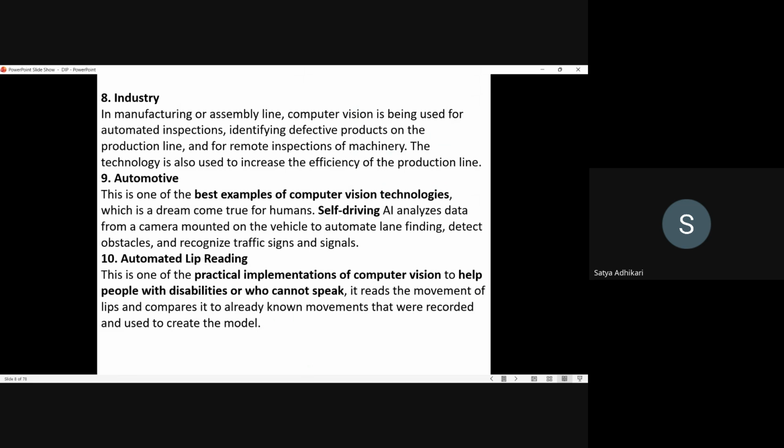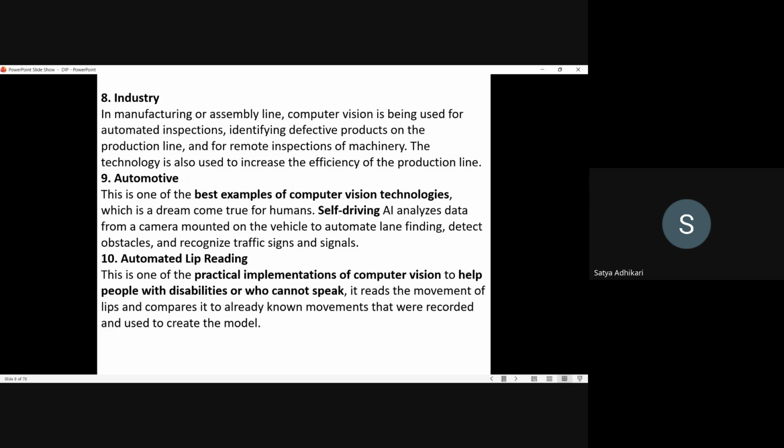Industry: in manufacturing or assembly lines, computer vision is being used for automated inspection, identifying defective products on the production line, and remote monitoring. The technology is also used to increase the efficiency of the production line. Automotive: this is one of the best examples of computer vision technology, which is a dream come true for humans. Self-driving AI analyzes data from cameras mounted on the vehicles to automate lane finding, detect obstacles, and recognize traffic signs and signals.